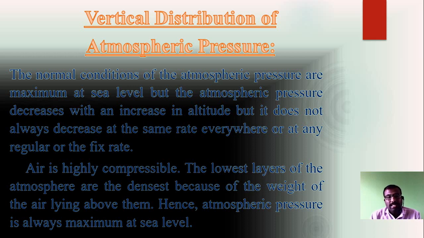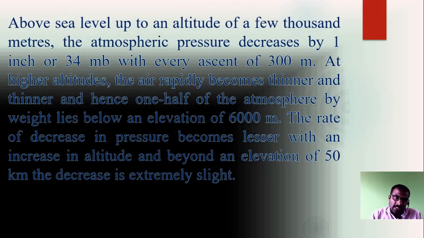Second thing, air is highly compressible. The lowest layers of the atmosphere are dense because of the weight of the air lying above them. Hence, atmospheric pressure is always maximum at sea level. Above sea level up to an altitude of 2,000 meters, the atmospheric pressure decreases by 1 inch or 34 millibars with every 300 meters. At higher altitudes, the air rapidly becomes thinner and thinner, and one half of the atmosphere by weight lies below an elevation of 6,000 meters. The rate of decrease becomes lesser with an increase in altitude, and beyond an elevation of 15 kilometers it decreases extremely slightly.